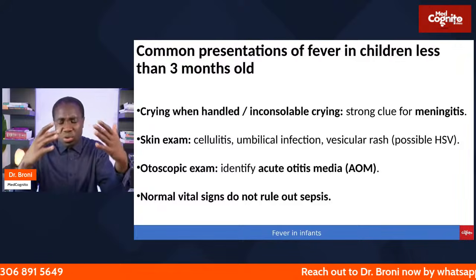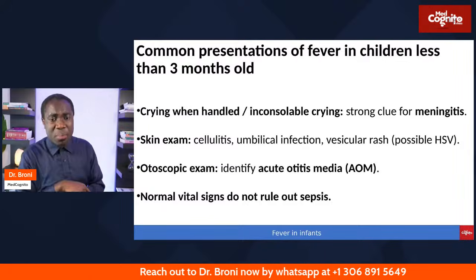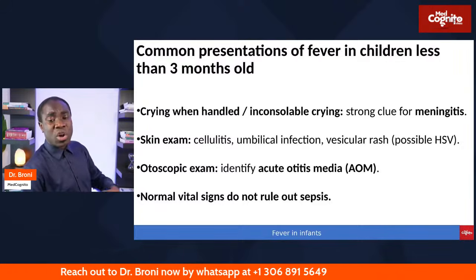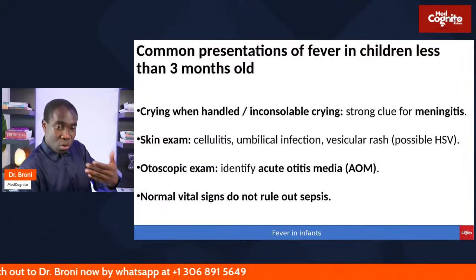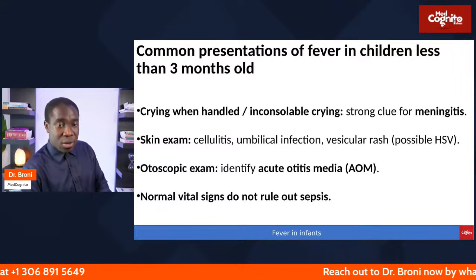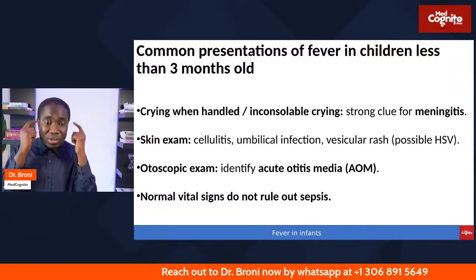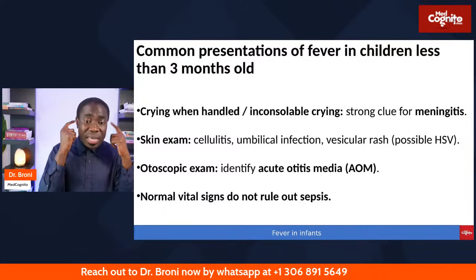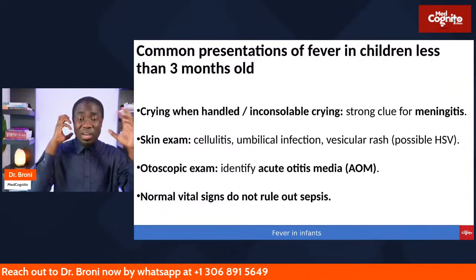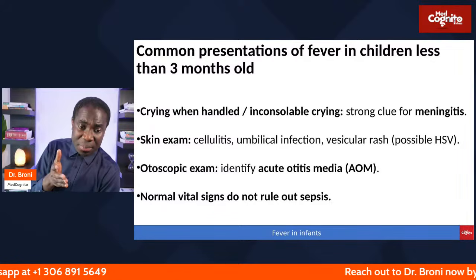And then you can also look at their skin exam. You look for redness, which may point to cellulitis. You want to look at the umbilical stump, so you want to check for umbilical infection. You want to check for a vesicular rash, possibly as a result of HSV, right? And then never forget to look into the ears and the throat, because they hide a lot of infections there. That can be pointing to acute otitis media.